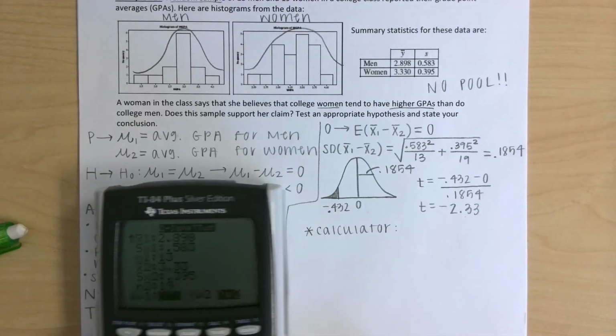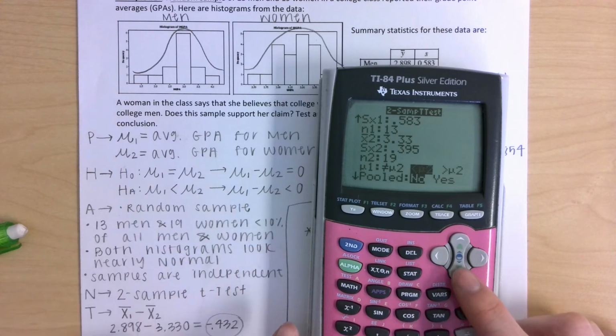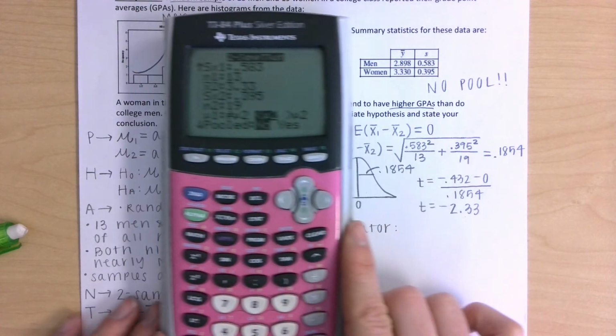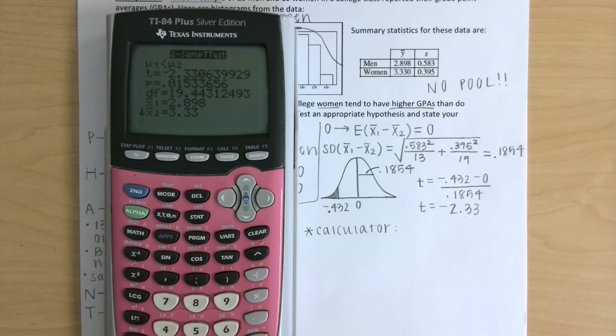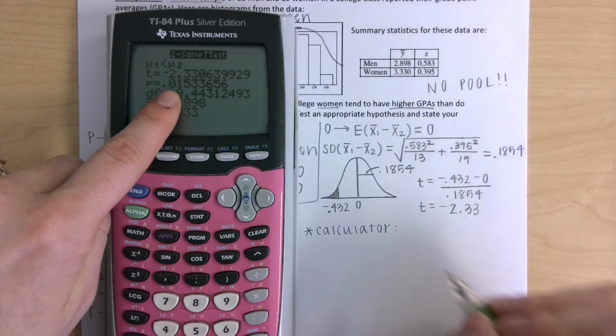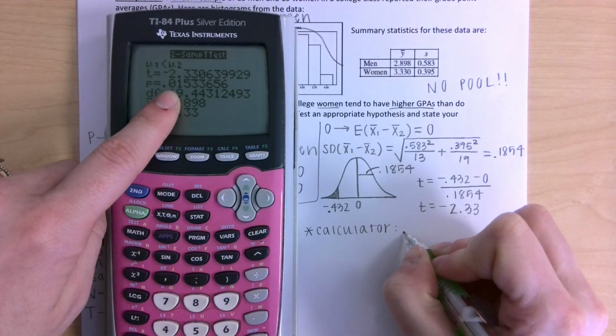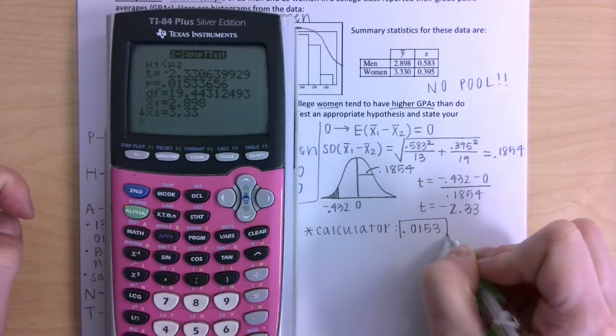We were looking for less than, so I'm going to change this to less. Notice it says pooled here. We are never going to pool in stats. In other math classes you might pool, but in AP stats that's beyond our realm. We don't need to do that, so we're just going to keep no for our pooled. We're going to go to calculate. I like to check, make sure your t-score matches. It does, so we're just going to go ahead and put this p-value down, 0.0153. This is your p-value.